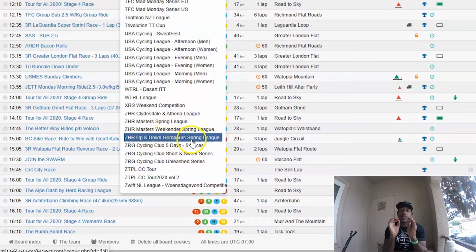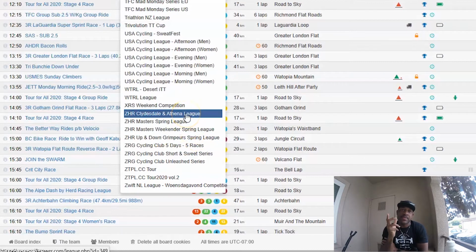But the one specifically that I really like of ZHR is their Clydesdale and Athena League. That league is set for those that are in your weight class versus your wattage per kilo category. So I really like the ZHR Clydesdale and Athena League because I'm able to race against people that weigh the same amount as I do, or at least in the category, which is 100+ kilos.